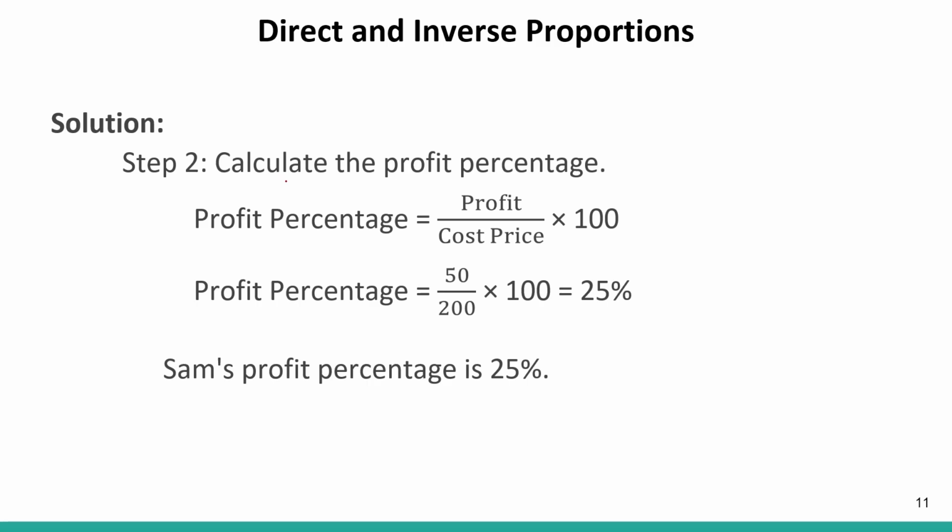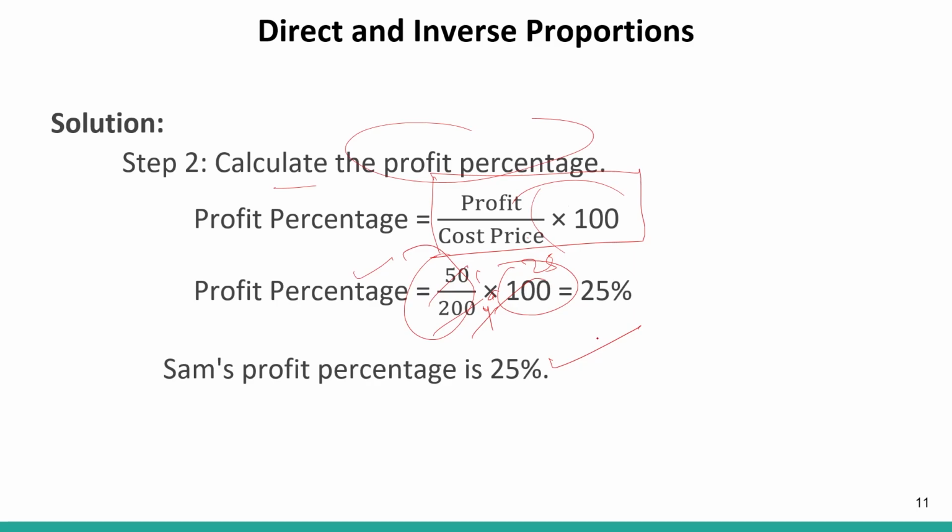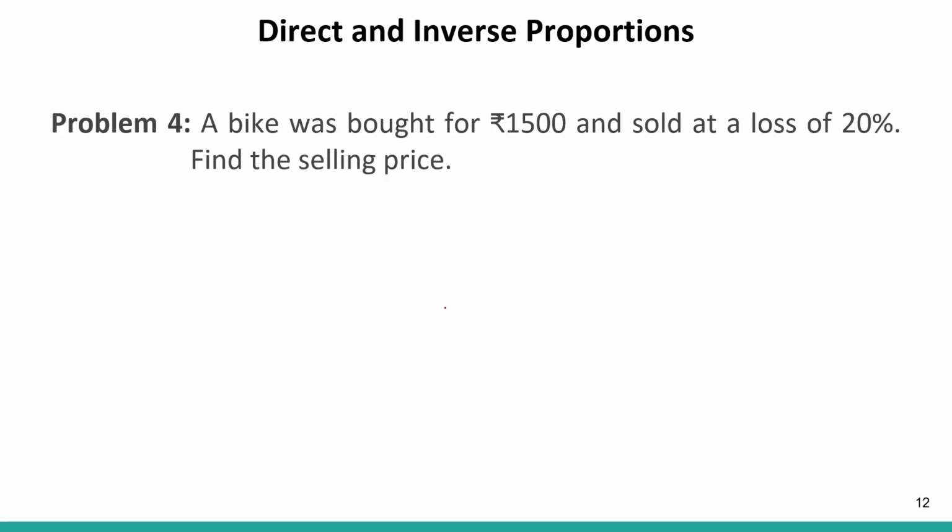Now in step 2, we calculate the profit percentage using the formula, that is profit by cost price or original price into 100. Right, so profit percentage will be 50 by 200 into 100. So this is 1 by 4 and this is 25, since 25 into 4 is equal to 100. So Sam's profit percentage will be 25%. So let's go forward with the next question. Okay, that is problem number 4.